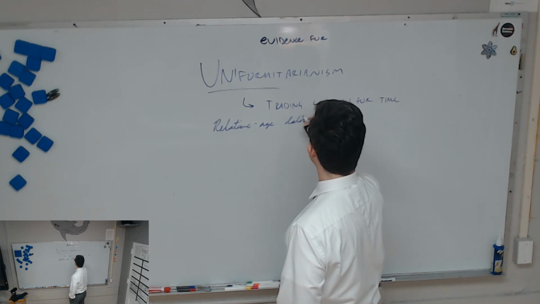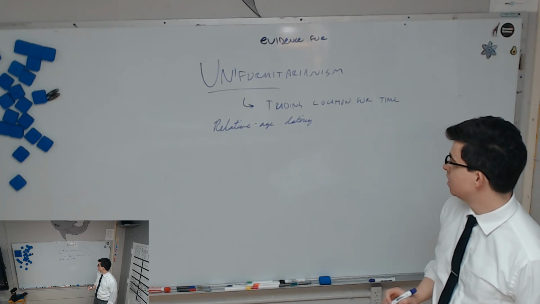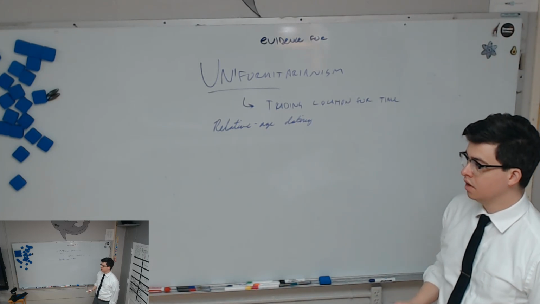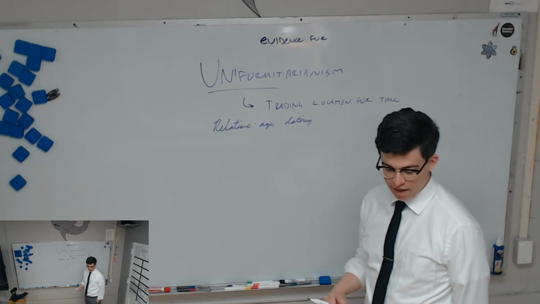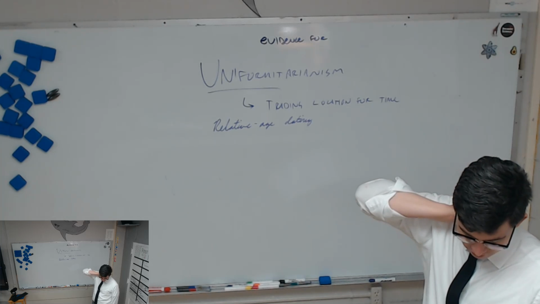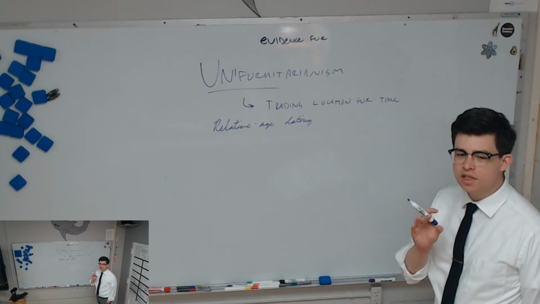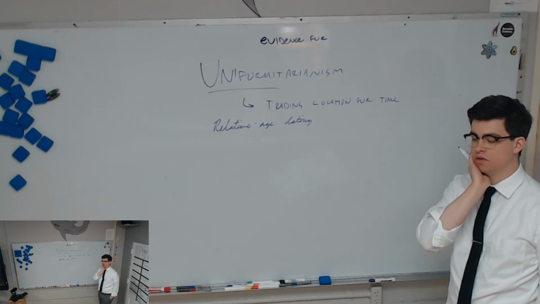Relative age dating. There are some principles of relative age dating that we use to determine how things line up once we have the age of one of them. We don't even have to have the age of one of them. The most basic principle of relative age dating is what? You already know it. You should already know it.